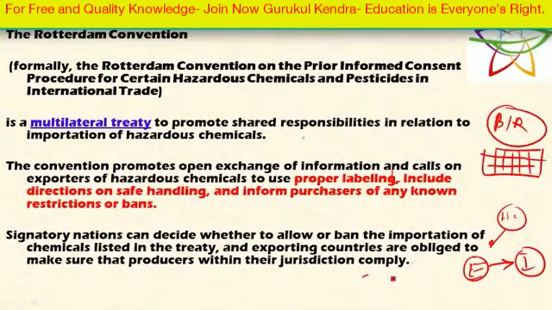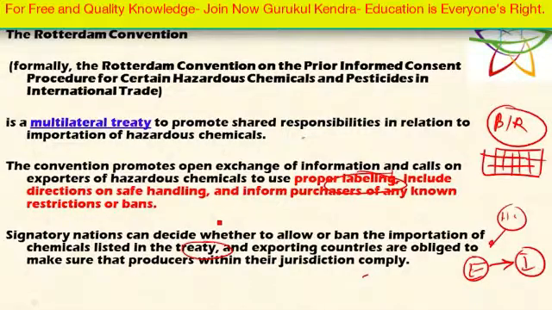So here various information is mandated to be exchanged by the exporting country according to the convention. According to the convention, proper labeling has to be made on the hazardous chemical. This label should also include directions on safe handling of the chemical, and the exporting country must also inform the purchasers, that is the importers, of any known restriction or ban imposed on the hazardous chemical that it is going to export to the importing country. Based on this information provided by the exporting country, the importing country has the liberty to allow or ban the importation of the chemicals listed in the treaty. So this facilitates the exchange of information related to the hazardous chemical.